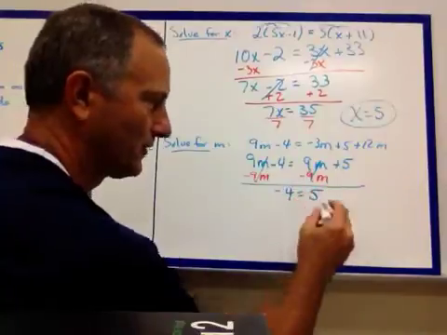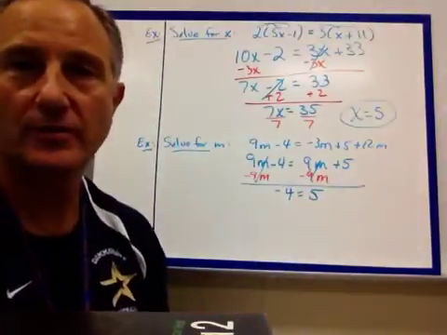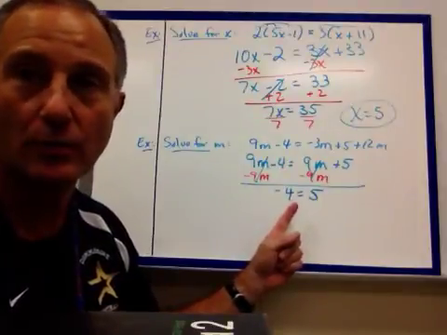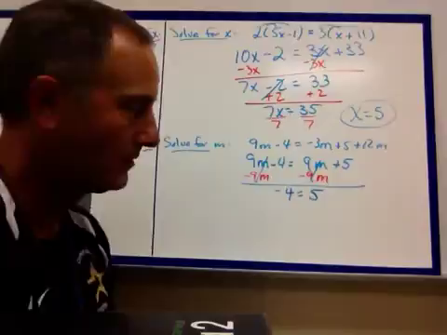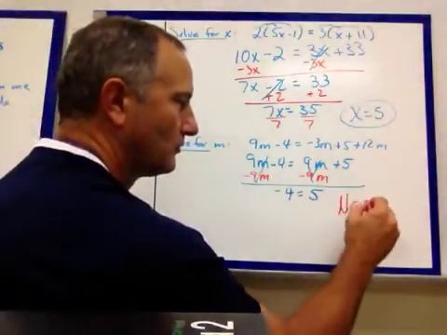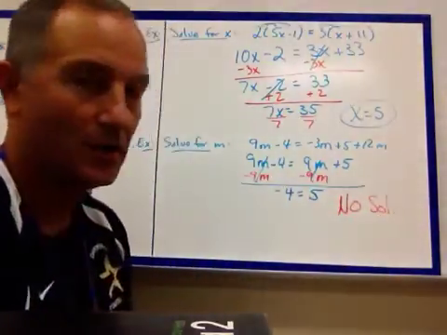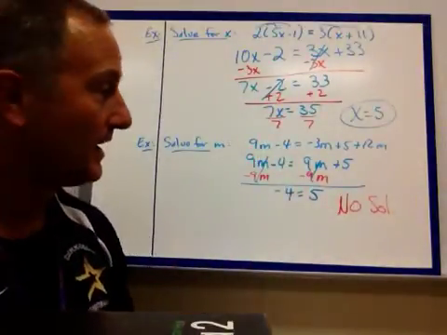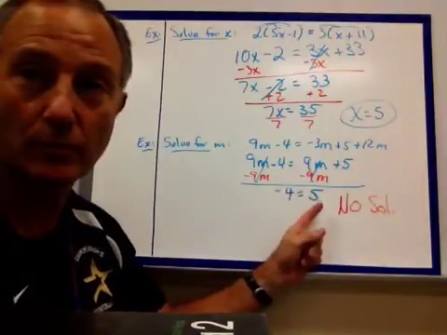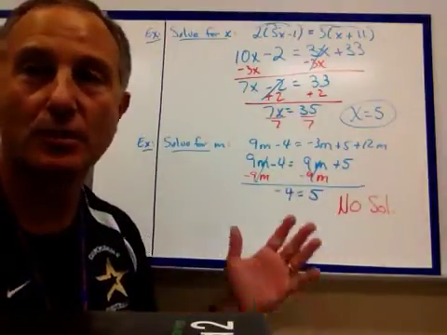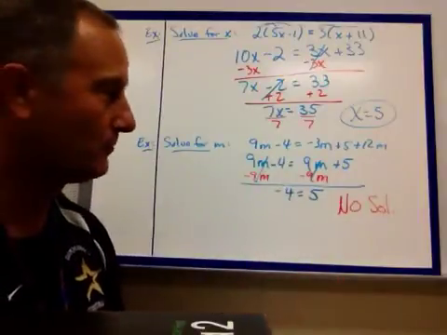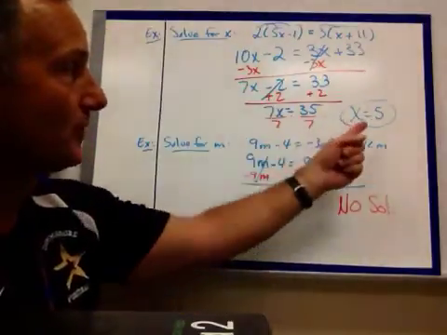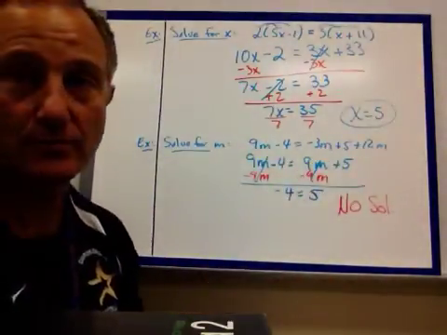I get negative 4 equals 5. Okay? We talked about this a couple weeks ago. This can never happen. Negative 4 can never equal 5. What does that mean? No solution. Okay? There isn't a number you can plug in for m and solve this. If I had gotten negative 4 equals negative 4, then we would have had infinite solutions. You could plug in anything for m and it would have been true. But when it does this, there's no solution. Okay? Whereas up here we got one solution, there's no solution for this one.